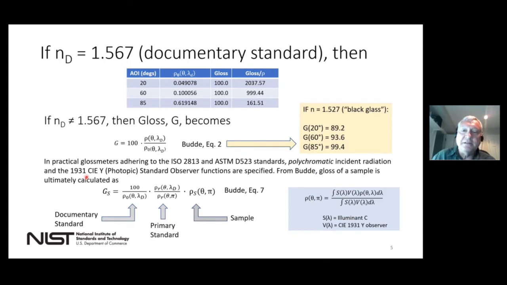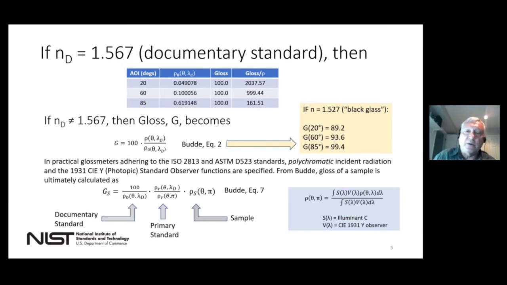But in practical gloss meters and in the specifications of both ISO 2813 and D523, the gloss is actually measured over a spectral range corresponding to the CIE 1931 Y observer function, and also for polychromatic illumination corresponding to standard illuminant C, as Gail mentioned. So there is some ambiguity, particularly in the calibration of practical reference standards, because a monochromatic setup is not used. Buddha addresses this and shows how the accuracy can be improved.